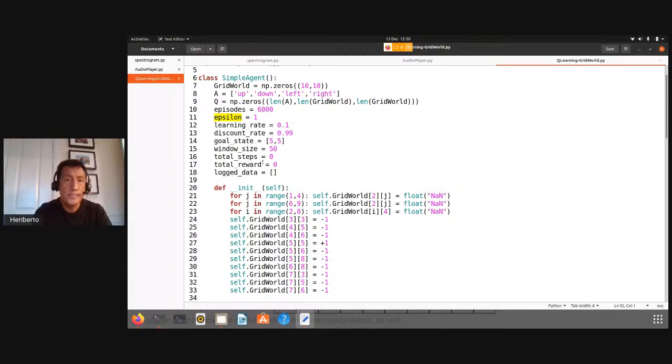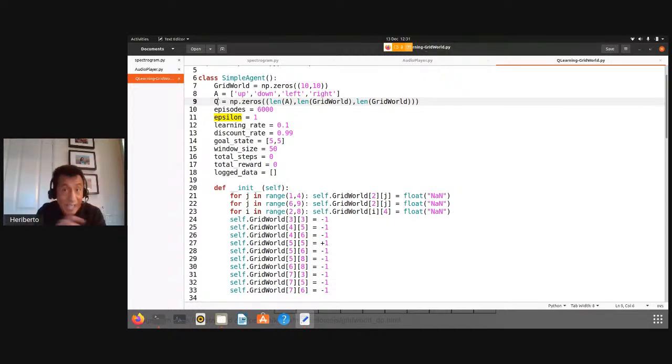Here's my agent. Its grid world is a two-dimensional matrix of 10 times 10. I have actions: up, down, left, and right. And I have something that we call a Q-table. I should have called it Q-table, but I'm just going to leave it as Q. It will store values for each of the locations and each of the actions, so it will have 10 times 10 times 4 values. Each of those values will represent the importance of a location and an action.